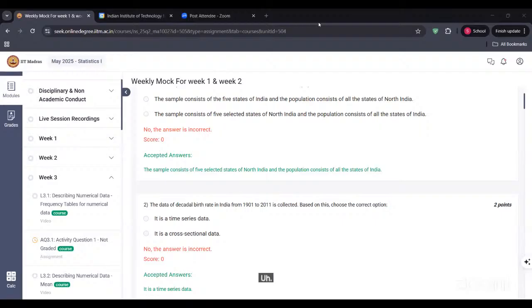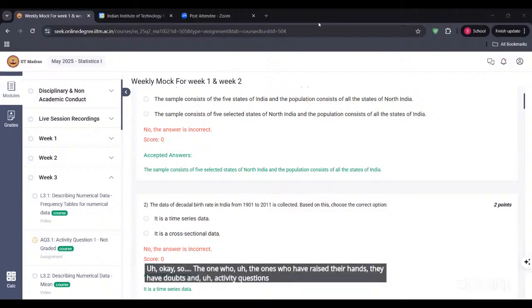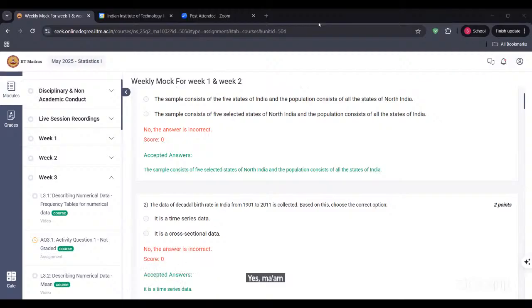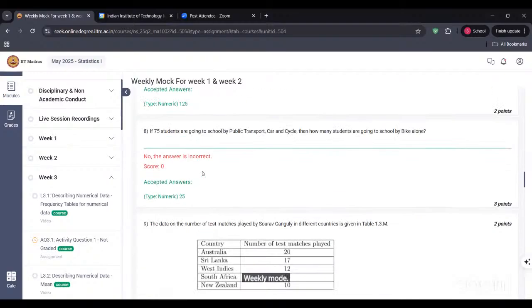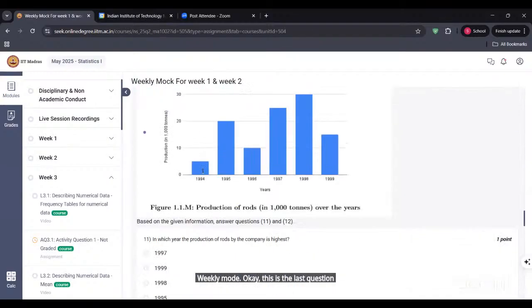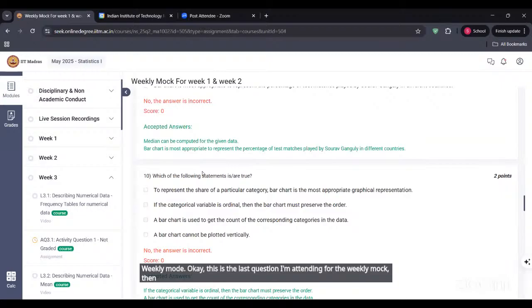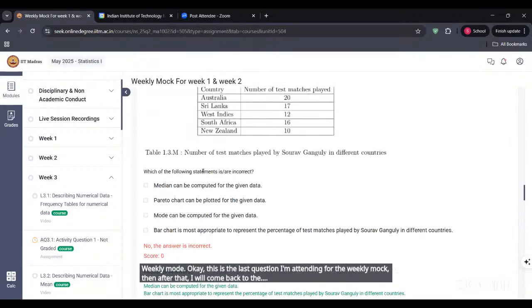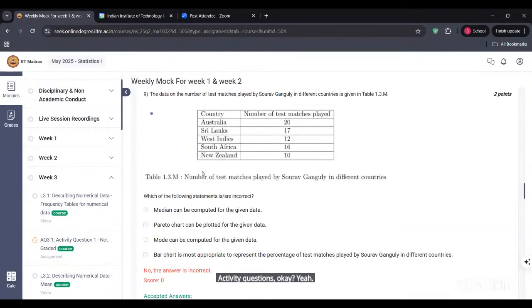Okay, so the ones who have raised their hands, they have doubts in activity questions. Yes, ma'am. Ma'am, can you explain the 9th question from the weekly mock? Okay, this is the last question I'm attending for the weekly mock. Then after that, I will come back to the activity questions. What's your doubt in question 9?